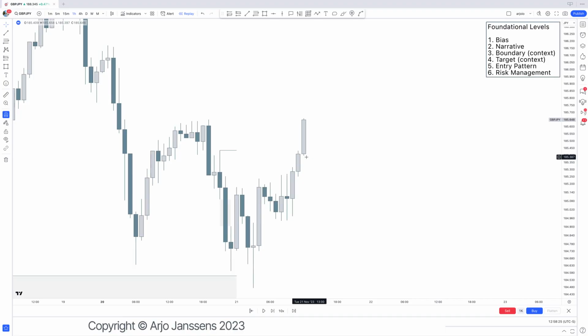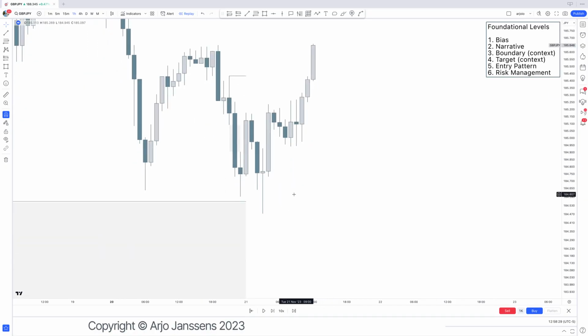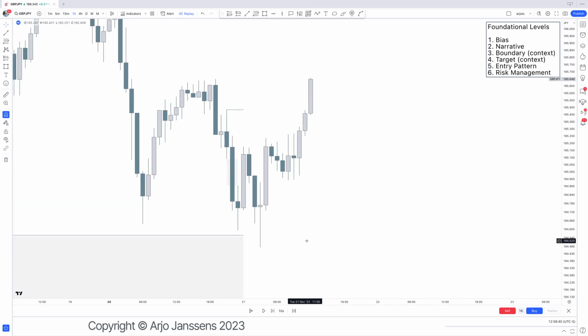Once order flow is confirmed right there, there's a high probability that the original PD array that you're looking for order flow to confirm on will follow through right there. And that is exactly what order flow is.